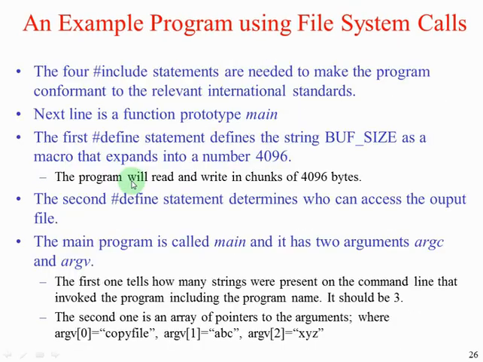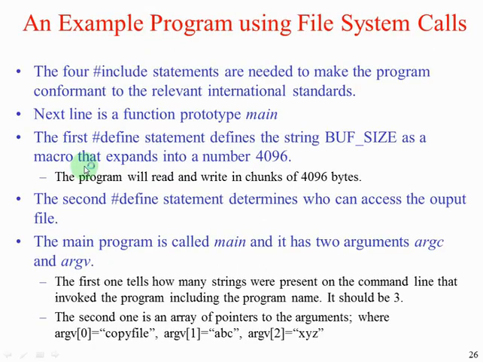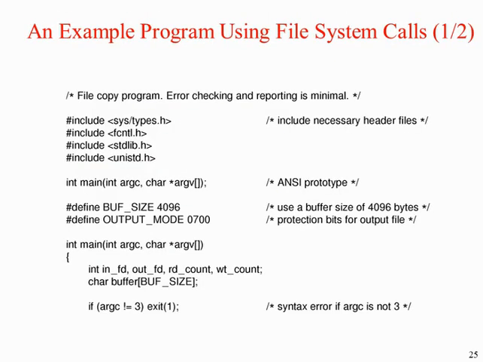These header files are simply used to make the program conformant to the relevant international standards when it comes to running command line execution. Now the next line is a function prototype for main. The first hash define statement simply tells us the buffer size where the content of the file will be stored before copying from the source to the destination. The second hash define simply says who can access the output file.